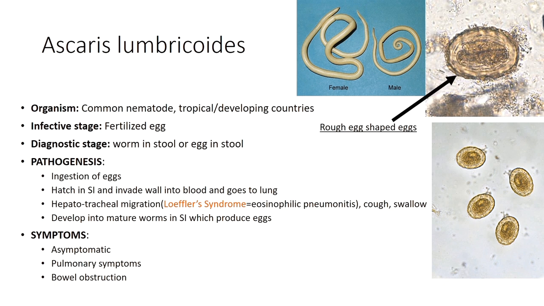So the infective stage is your fertilized egg, which is these guys over here on the right. And so this fertilized egg is going to infect the body, and we pretty much ingest it through, you know, food and water. And then the diagnostic stage is going to be the worm in the stool or the egg in the stool. And pretty much these guys hatch in the small intestines. They invade into the wall, go into the blood, and that blood takes them up to the lungs. Once they make it in the lungs, they break out into the alveoli and migrate up into the trachea. This is known as your hepatotracheal migration, and this will cause eosinophils to respond. Why? Because eosinophils, remember, respond to parasites, and this is known as Loeffler syndrome.